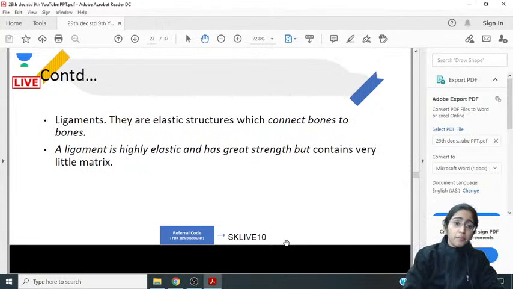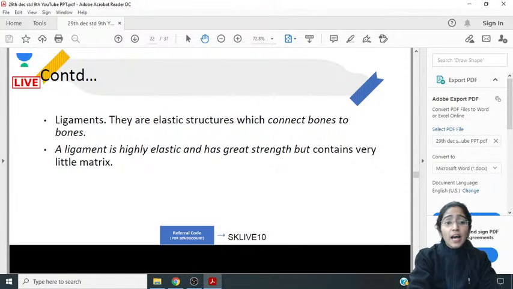Coming down to ligament, again one of the examples of what? Dense regular connective tissue. The most important point that you have to know is ligament connects bone to bone. Please do not get confused between tendons and ligament, okay? Tendons are the ones that connect the skeletal muscle to the bone. Ligaments are the ones that connect the bone to bone.